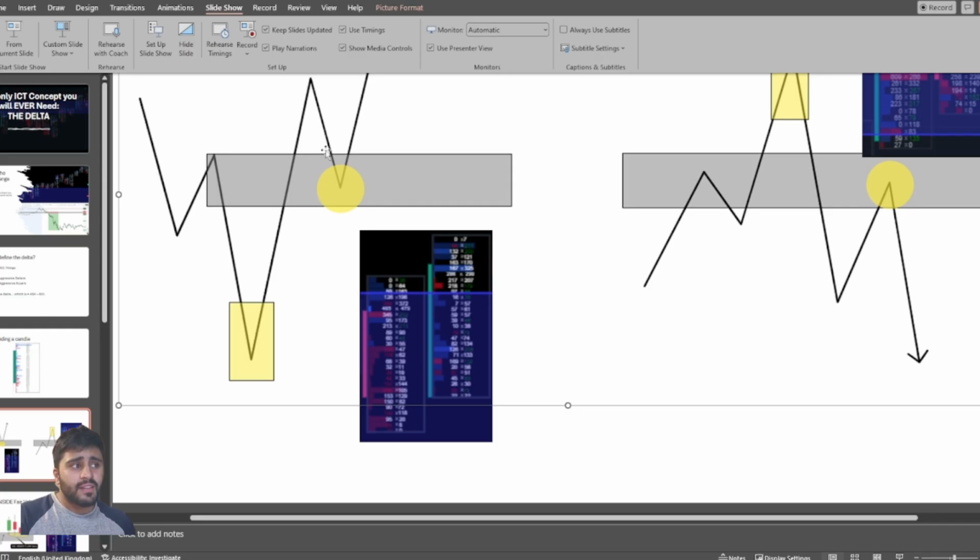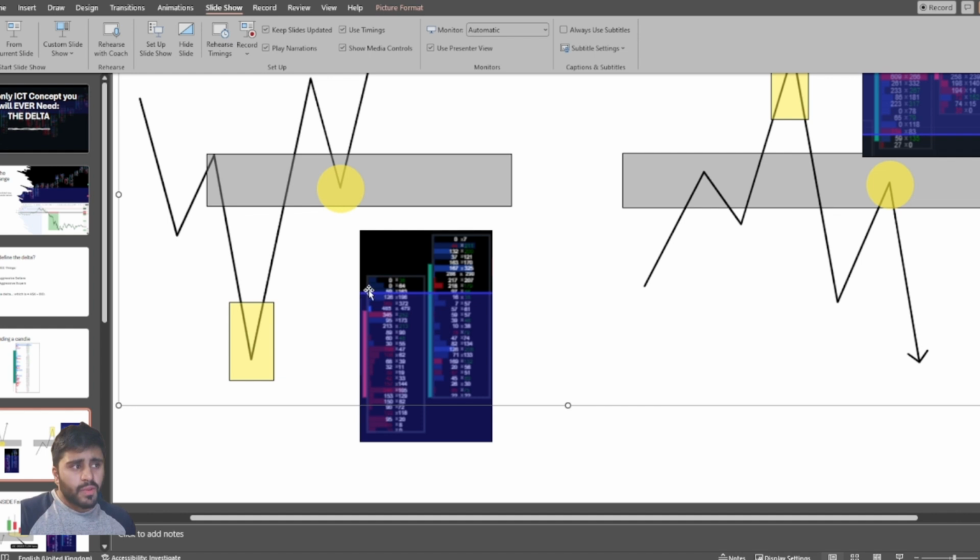So this here inside of the key level is where you want to focus on the delta. Now, this is a trade I took on Tuesday, the 14th, so just after the bank holiday. What we see here is a lot of red. So we're not focusing on the numbers, we're focusing on the delta. The delta is color coordinated.